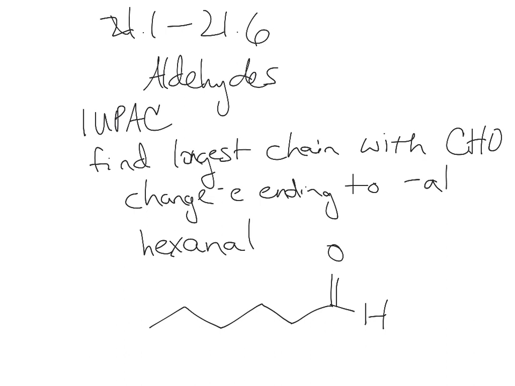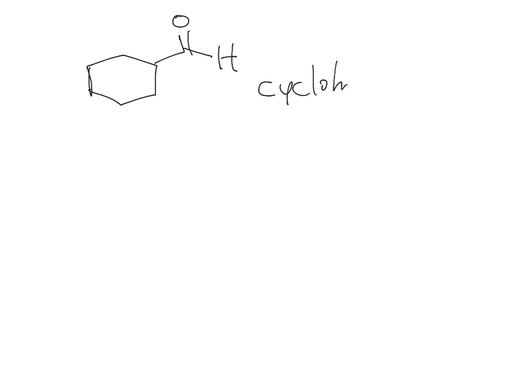If your aldehyde is coming off of a ring, you're going to name the ring and add the suffix carbaldehyde. Here's what that looks like. So for instance, if you have it coming off of a cyclohexane ring, this would be cyclohexanecarbaldehyde. You don't need to tell me where the aldehyde is because you always assume that it's at the first carbon, on carbon C1, in the ring or in a chain.